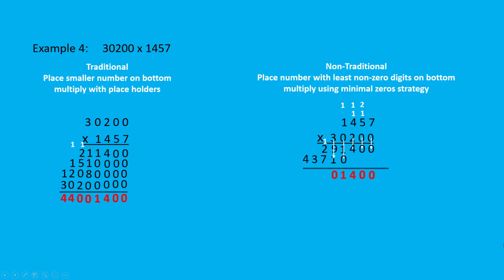And finally, now we just add these 2 rows to get our answer. And if you notice, as we add these, we're going to get exactly the same answer. A lot less zeros, and we only have 2 rows of numbers to add instead of 4 rows of numbers. So this is a non-traditional strategy that helps eliminate a lot of the zeros that you're accustomed to using.